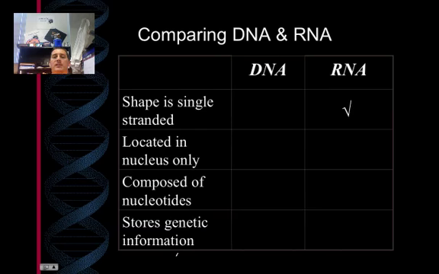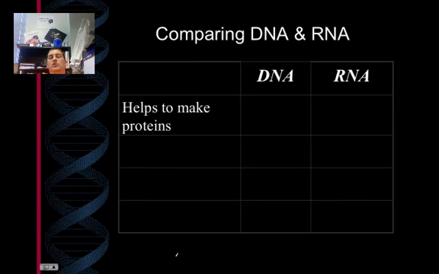DNA is a double helix. RNA is going to be single-stranded. DNA is located in the nucleus. Both of them are composed of nucleotides. DNA stores your genetic information, and RNA is going to help make your proteins for you.